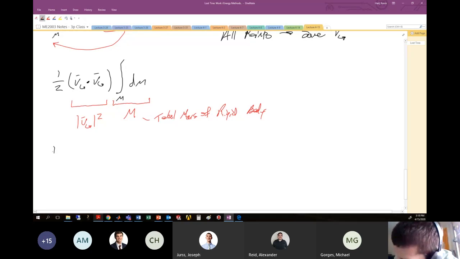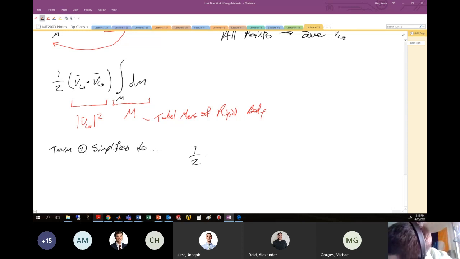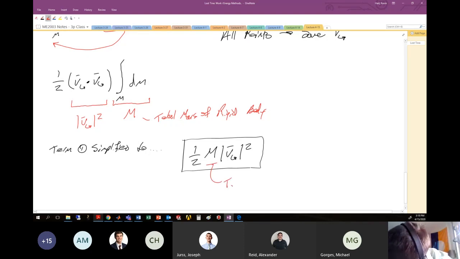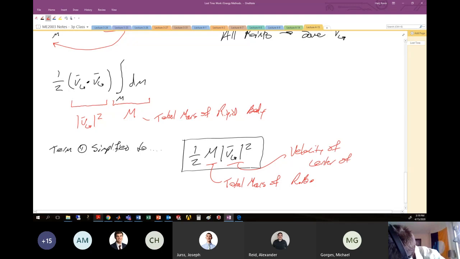So what that means is term number one simplifies to 1/2 the mass of the object times the magnitude of the velocity of the center of gravity of the object squared. Important, this is the velocity of the center of mass. Very important, center of mass, right? Not the velocity of some random point on the body. It's the velocity of the center of mass. Very important.